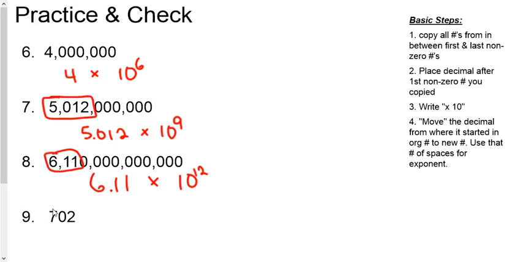And here's the last one. Don't let this discourage you. That's your first non-zero number. This is your last non-zero number, so it really is all the numbers. Put your decimal right after the 7, and we had to move that decimal 2 spots, so it's times 10 to the 2nd.